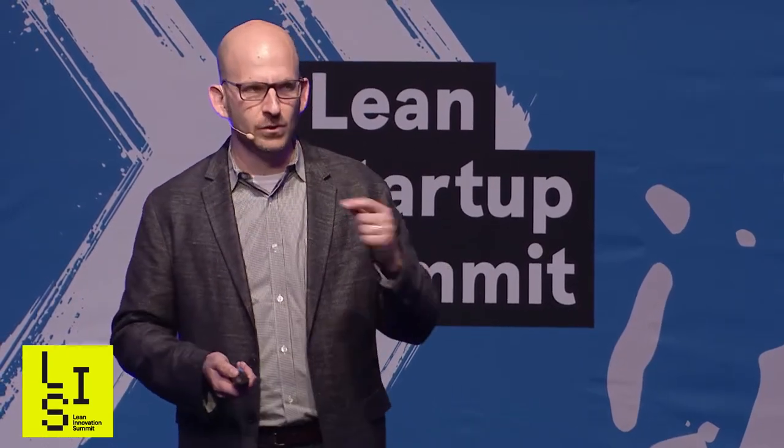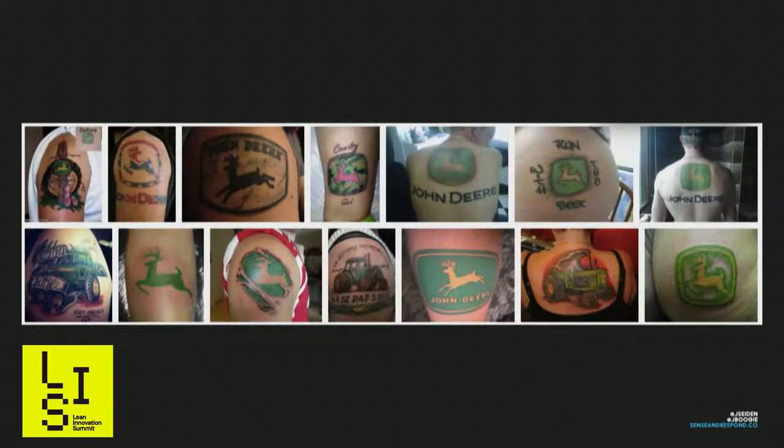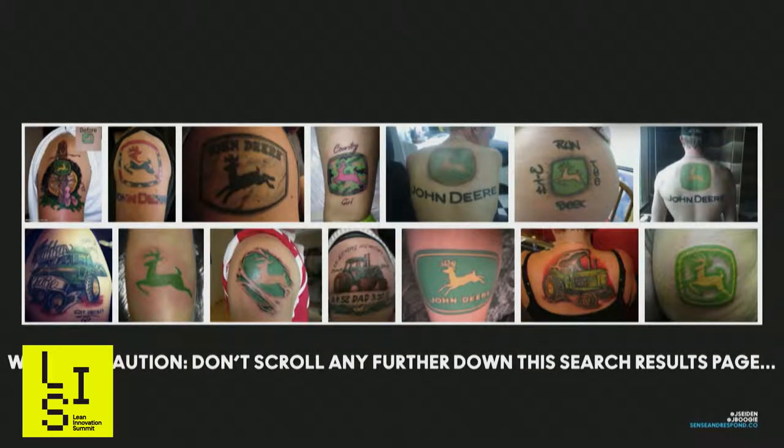And in fact, to prove to you how loyal people are to this particular brand, and I challenge any of you to show loyalty for your brand like this, this is just a small sample of the things available for you on Google Image Search if you search for John Deere tattoos. And the thing that I would not recommend is scrolling any further down this particular page, because it goes downhill very, very quickly. Look at the size of some of these things, right? People love this company. They absolutely love it, and for the right reasons.